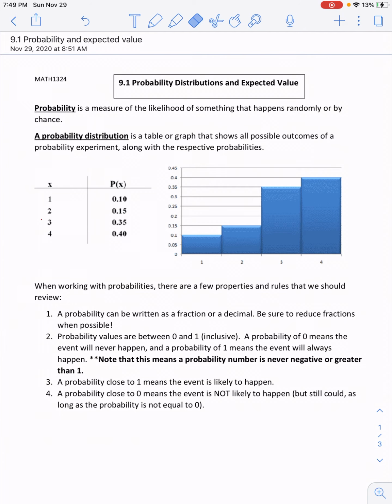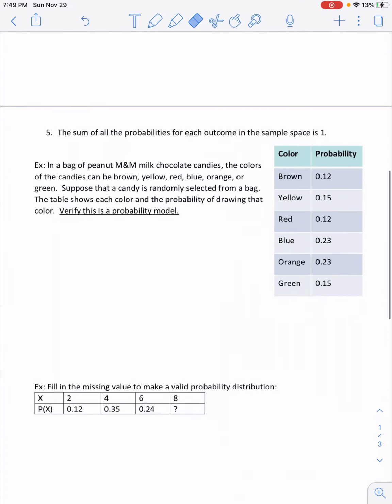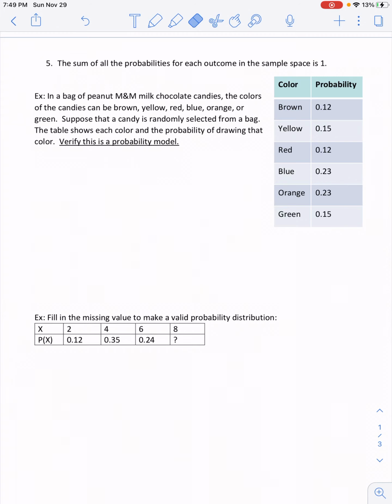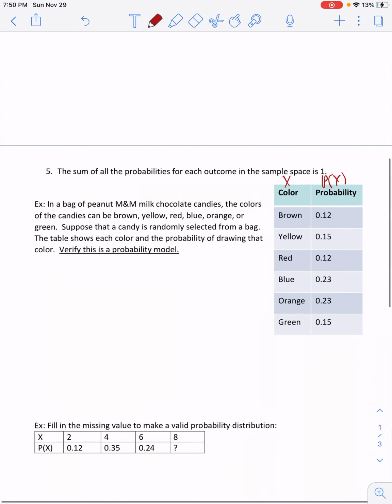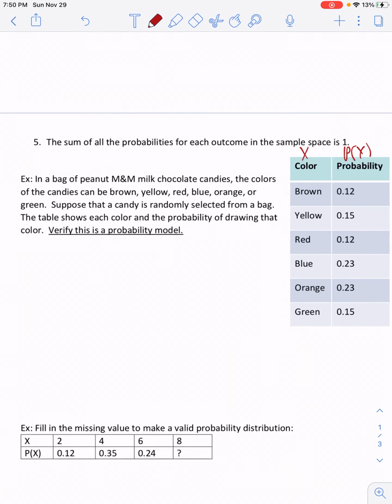And so that's kind of the gist of probability in a nutshell. Now, what are we going to do with that? So let's get some context to this. This would be essentially the X and the P of X. And then the sum of all the probabilities for each outcome in the sample space is 1. I'll talk about that.